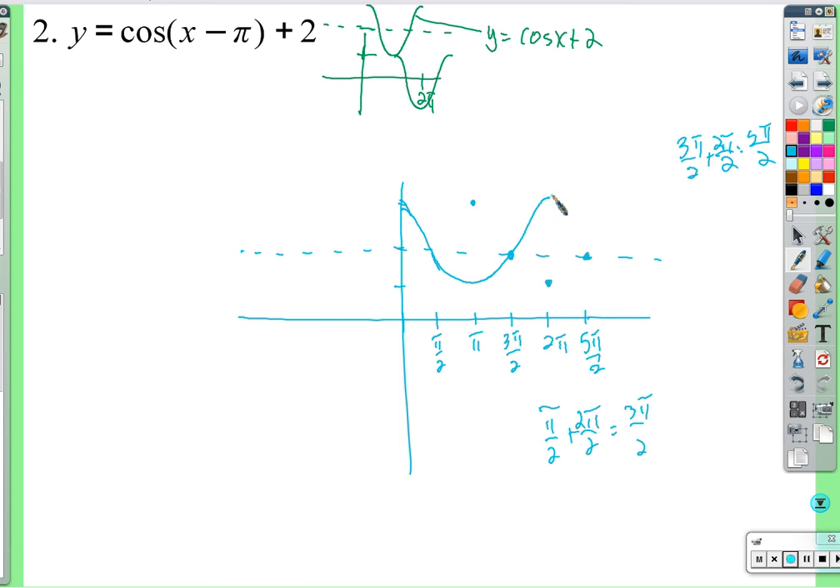And lastly, this point we're moving over pi, that's 2 pi, we move that over pi, where's that? 3 pi. 2 pi plus pi is 3 pi. There is our graph. Back across there, and back across there.